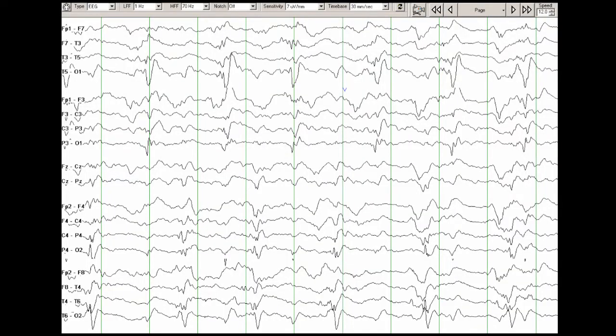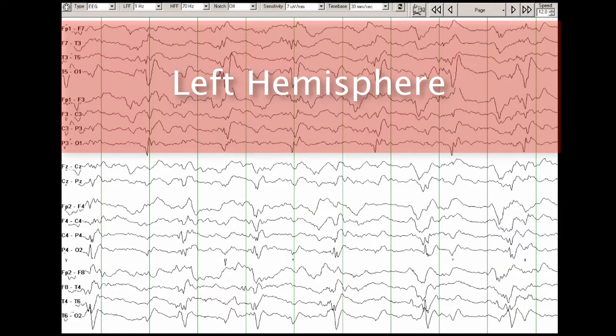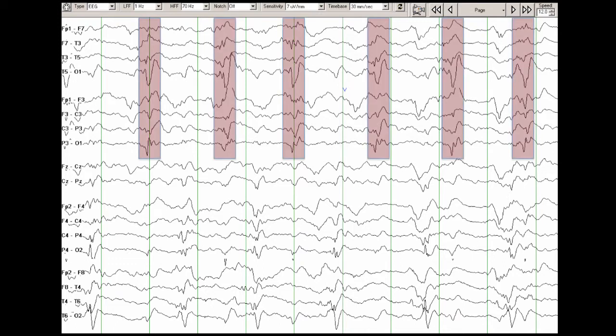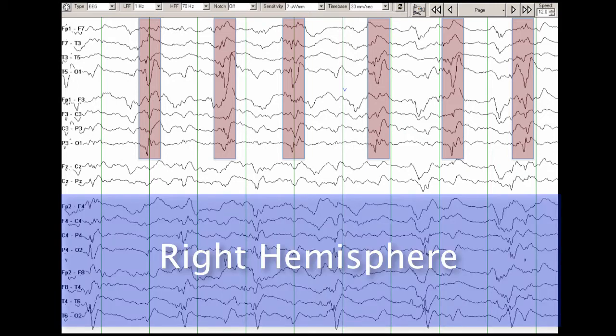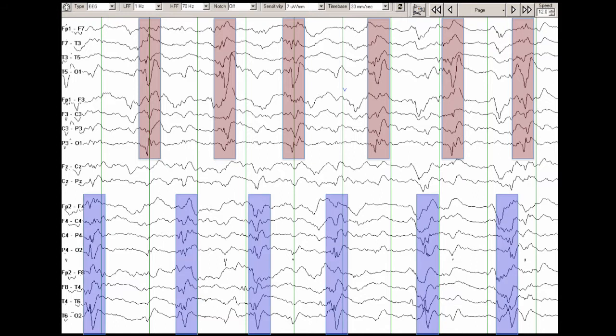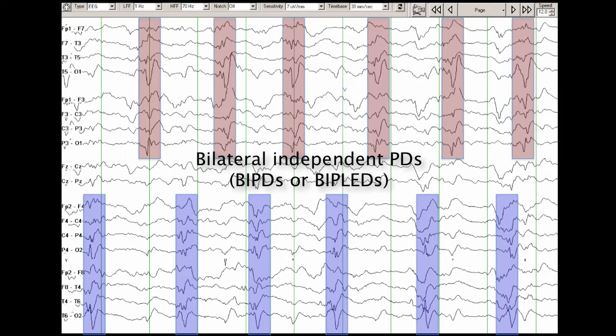We will look at one more relatively rare periodic pattern. Here, if we look at the left side only, you can see that there are discharges that appear periodically, every second or half or so, maximal in the back of the head, highlighted here in red. Now, if we look at the right side, we can see that there are also periodic discharges in the back of the head, highlighted in blue, but these do not line up at all with the periodic discharges on the left. This pattern is known as bilateral independent periodic discharges, or bilateral independent PLEDs.